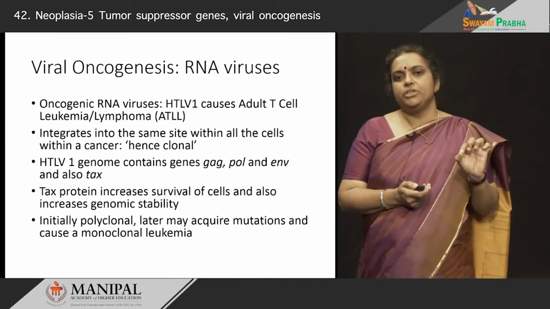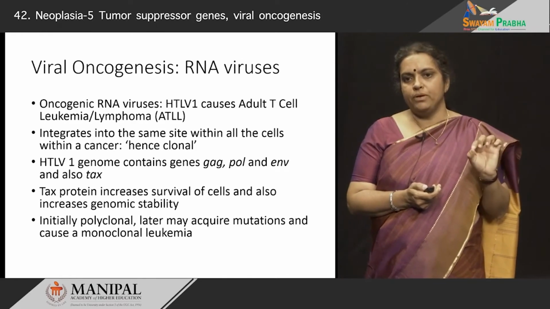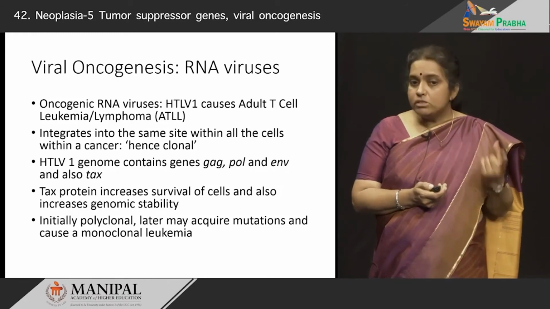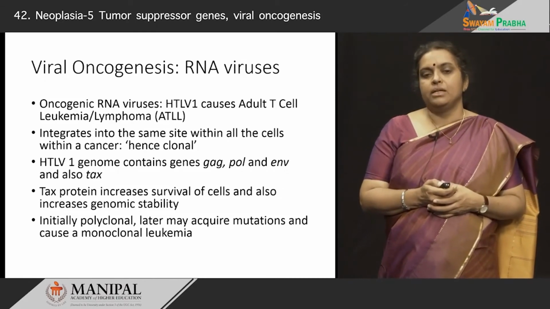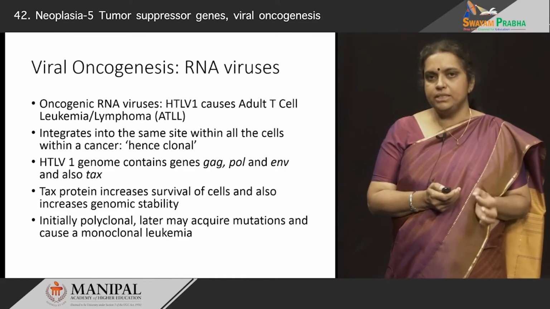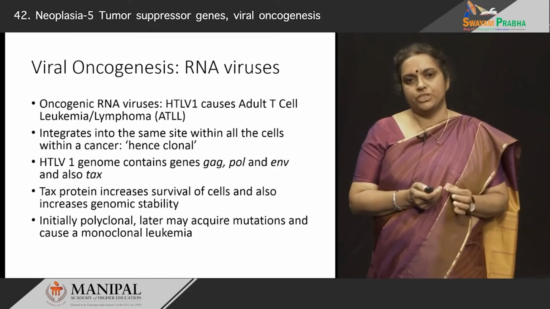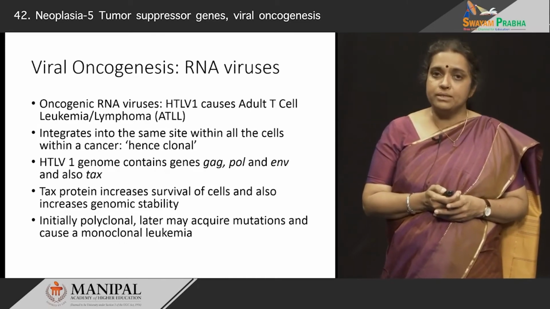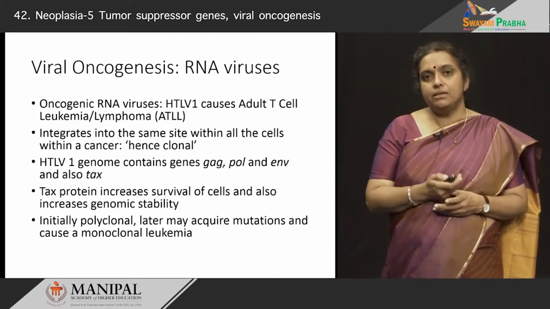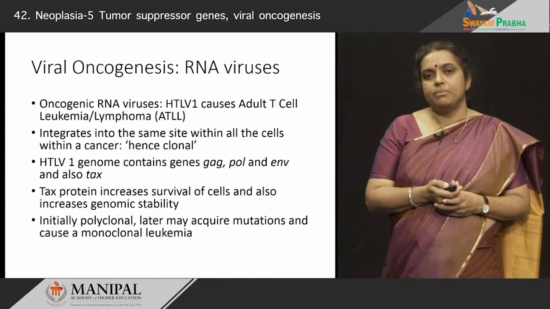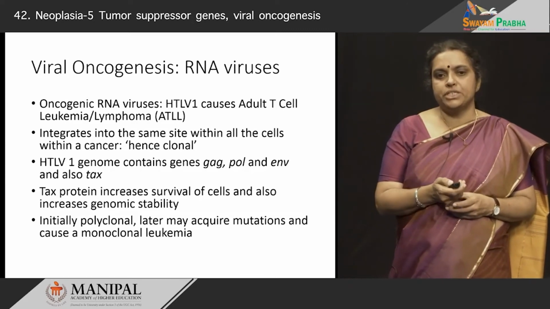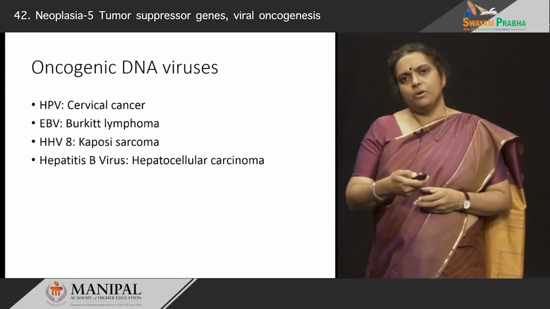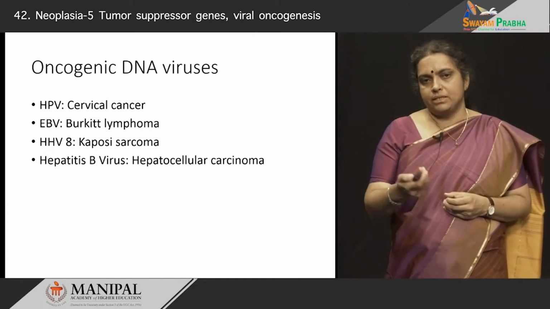The HTLV1 genome contains genes such as GAG, POL, ENV, etc., which are known in any retrovirus, but they also have another gene called the TAX gene. Now, it is thought that this is the gene that causes the oncogenic transformation, because TAX protein increases survival of cells and also increases genomic instability. Initially it starts off as a polyclonal process, but later it might acquire additional mutations and becomes a monoclonal leukemia. Now, let us talk about the more common viruses that cause cancer.